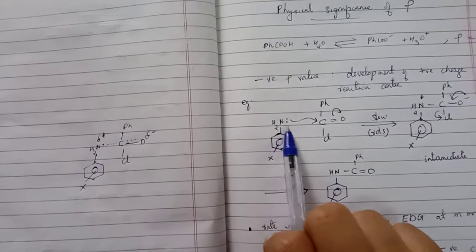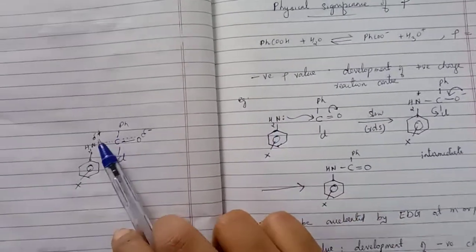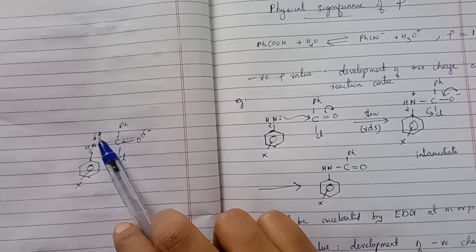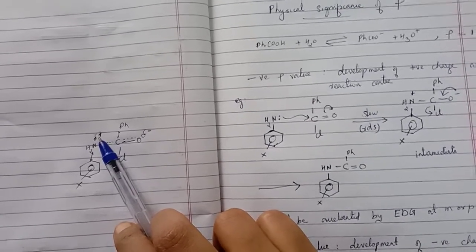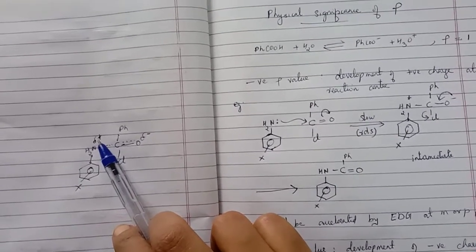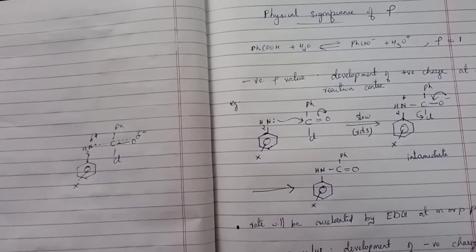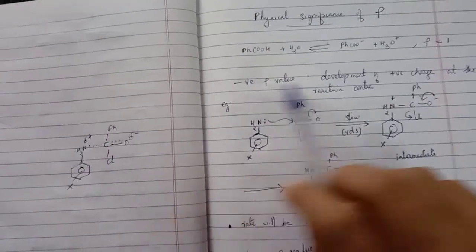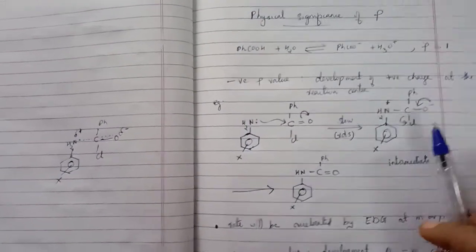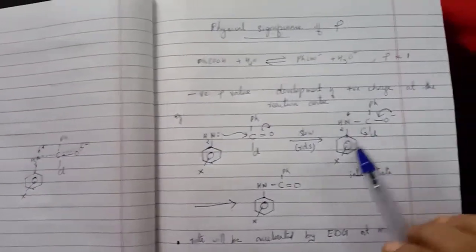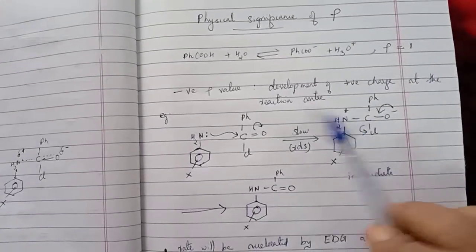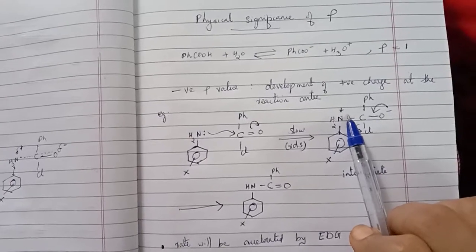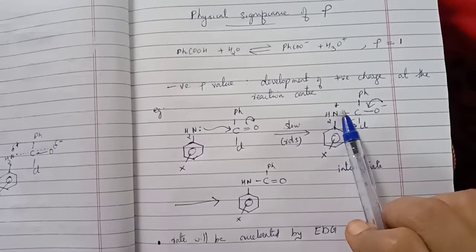Okay, so nitrogen is having no charge here. Here a delta positive charge is developed. So development of a positive charge, that means rho value will be negative. We should analyze like this. You can consider either transition state or intermediate, both is okay. So here also you can see that there is a development of positive charges from here to here. So this rho value will be negative.